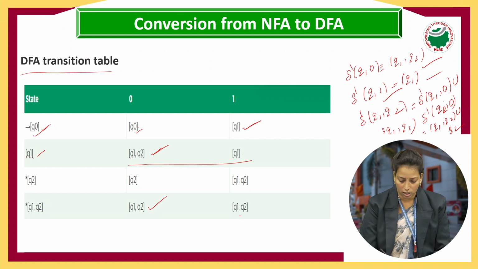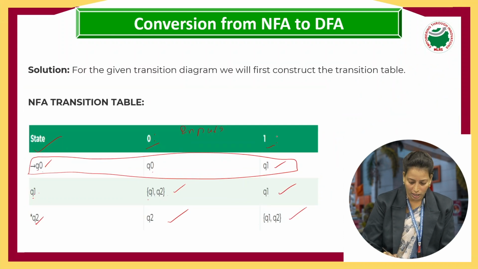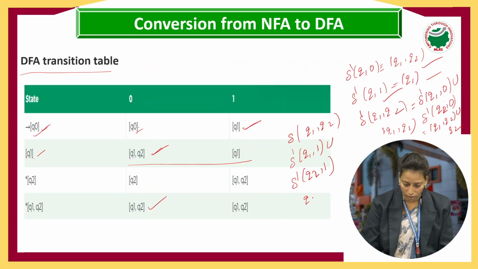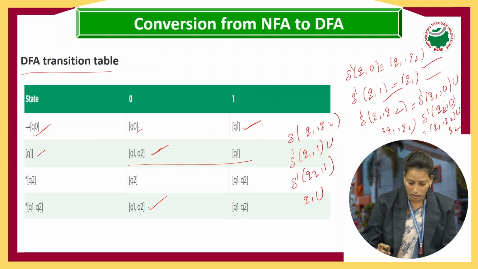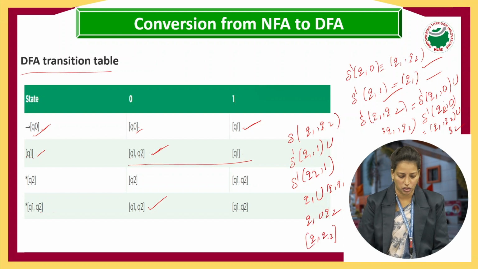Q1 Q2 of 1 is delta dash of Q1 comma Q2, how to write this one? Delta dash of Q1 of 1 union delta dash of Q2 of 1. So Q1 of 1 is Q1, union Q2 of 1, which is Q1 comma Q2. So Q1 union Q2 equal to Q1 comma Q2. So this is the DFA transition table.